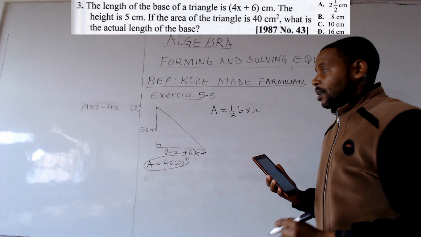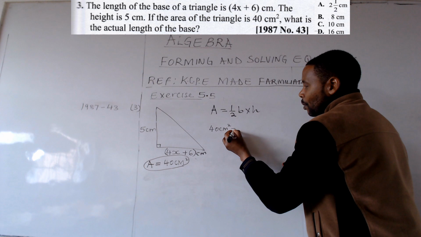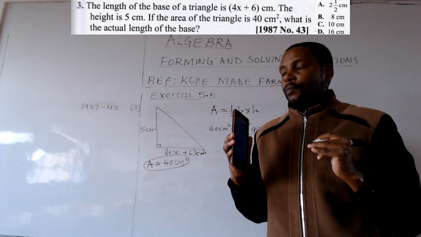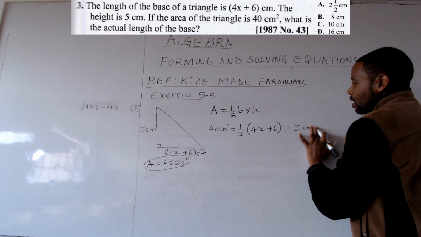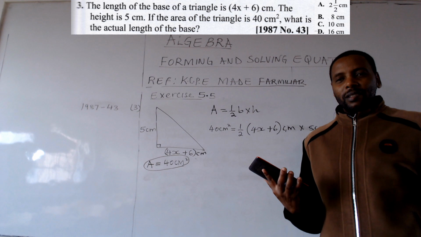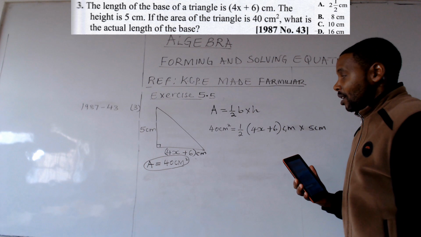As it says, in the place of area, I put 40 square centimeters equals to half. I get the value of the base, which is 4x plus 6. Remember, they are in brackets, meaning it's one thing, multiplied by the height, which is 5 centimeters. These are also centimeters. When you are removing these brackets here, remember, everything must be multiplied by half. That is why the question was tested, because a candidate can just multiply half by 4x and think they are finished. These brackets mean that whatever is in the bracket must be multiplied by half.